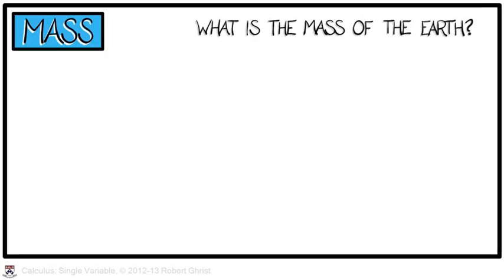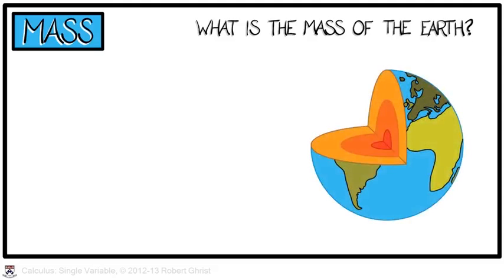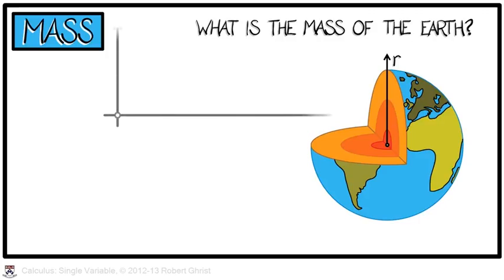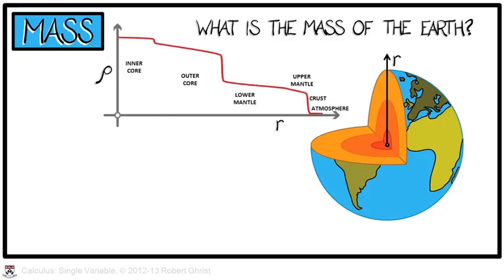Let's consider a bigger problem. What is the mass of the Earth? We're going to consider the density as a function of the radial coordinate, r, the distance to the center of the Earth. In this case, we know that the density changes as you move from the inner core to the outer core, to the mantle, then the crust, and then the atmosphere. This, however, is not a linear density, but a volumetric density. It would be measured in, say, grams per cubic centimeter or something of that form.